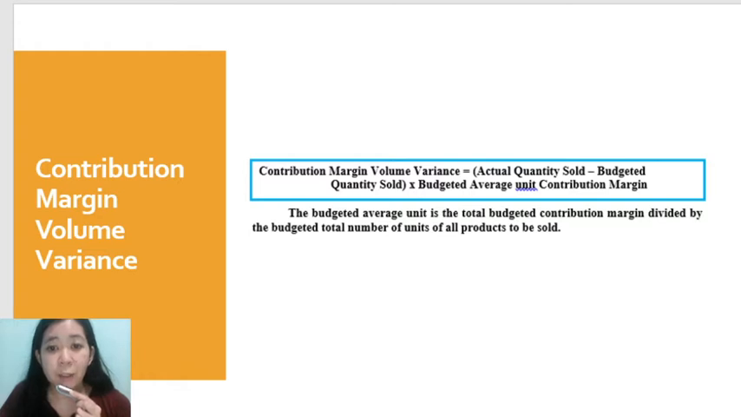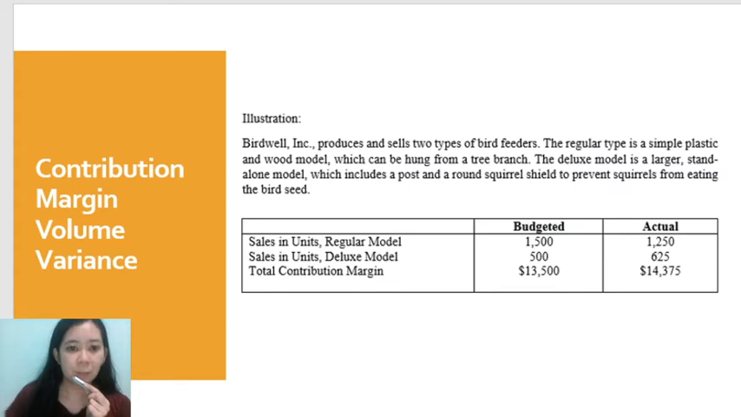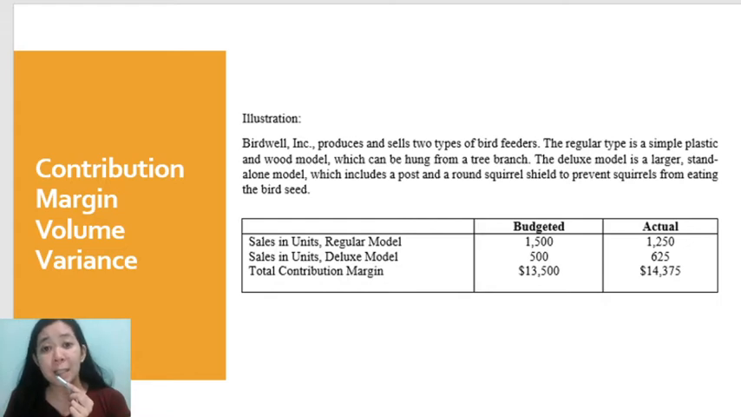So the budgeted average unit CM is the total budgeted contribution margin divided by the budgeted total number of units of all products to be sold. Okay, in addition to the formula. Okay, so to apply this variance analysis, we will use this illustration for Birdwell Incorporated still. So the same, they have two types of bird feathers. Okay, and we have the budgeted and actual sales in units and the total contribution margin.